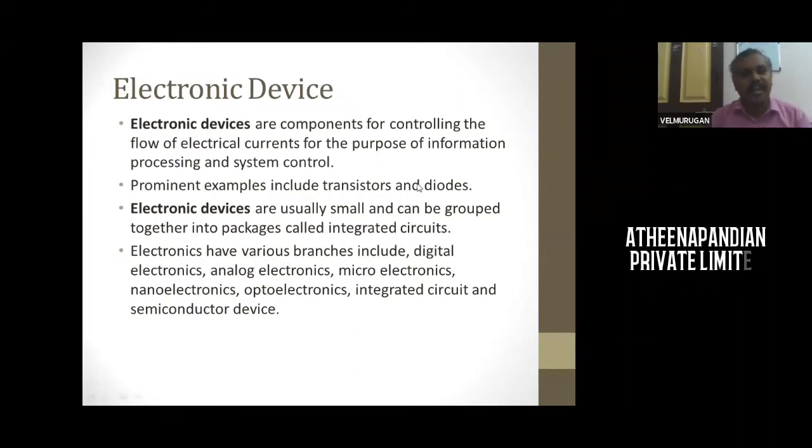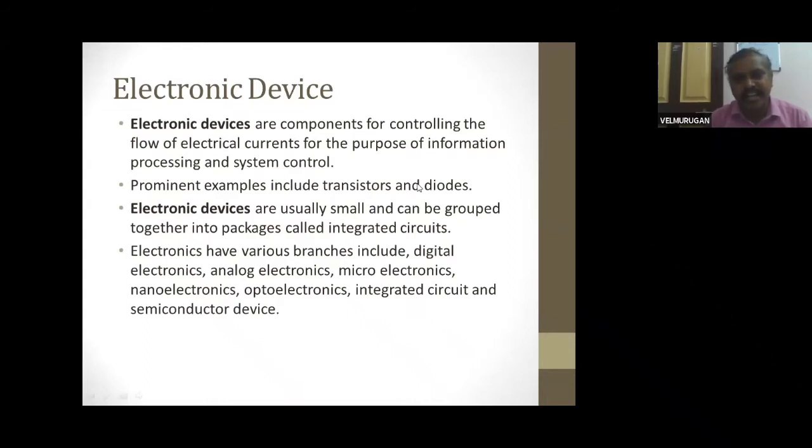Okay, so you are studying a lot of electronic components, for example transistor, diode, resistor, capacitor, inductor. These are all electronic components, electronic devices. Based on that, we study how they control the current, and how current and voltage flow. We are studying this in this class. And one more topic is different types of special diodes. Next, electron devices are usually small and can be grouped together into a package called an integrated circuit.